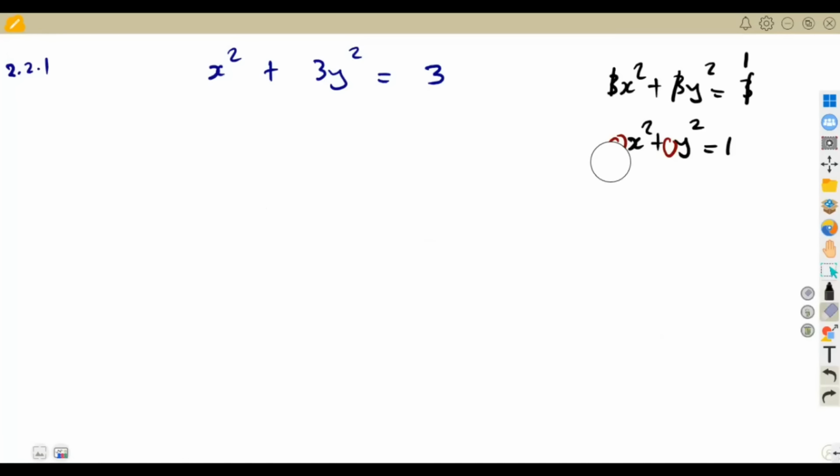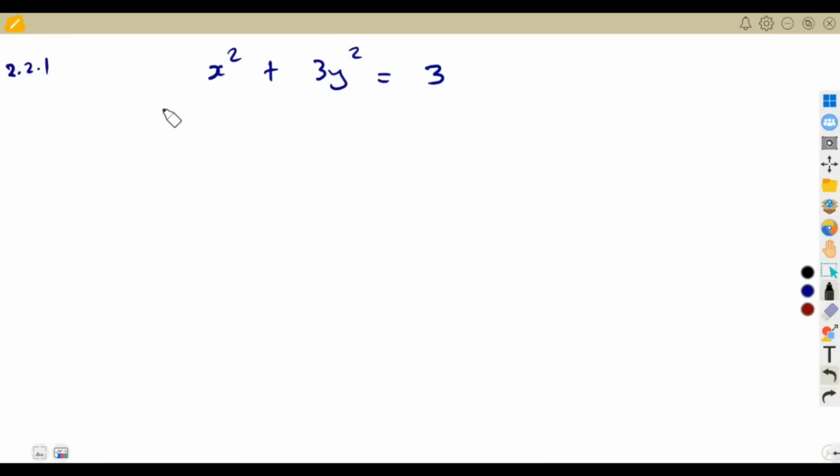We can just use the same concept as normal graphs to find the x and y intercept. This is an algebraic graph where we have got x and y like this. We do not have sine or cos, whereby we need to have our angles 0, 90, and so on. Here we focus on the x-intercept and the y-intercept.